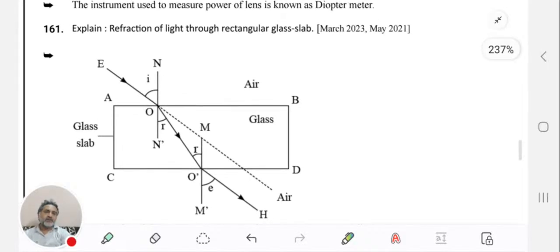169. Explain refraction of light through rectangular glass slab.